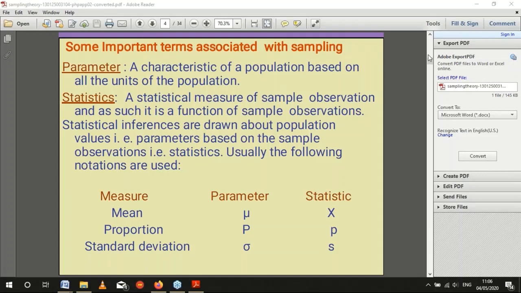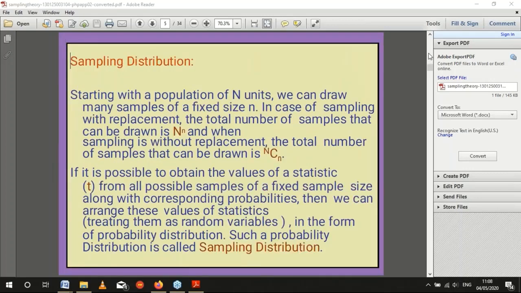Now, sampling distribution. Let's take a look at a population of N units. We can draw many samples of size n. Taking the population of capital N units, we can draw a sample of size lower case n. In the case of sampling with replacement, the total number of samples that can be drawn is N to the power n.